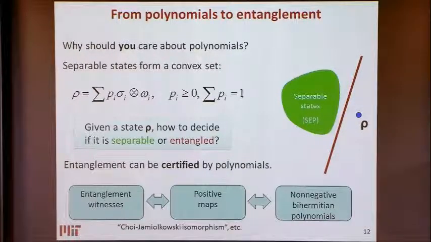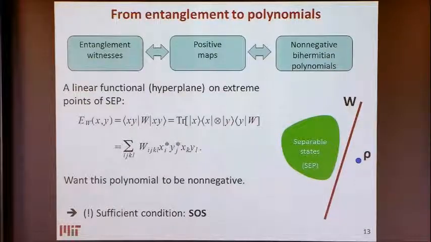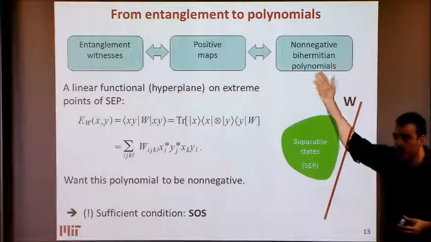What's called bi-Hermitian polynomials. These are going to be polynomials in two sets of variables that are quadratic in one set and quadratic in the other set. Right? And again, this has a number of names in the quantum information literature, but this is well understood in operator theory. So why were polynomials appearing here?